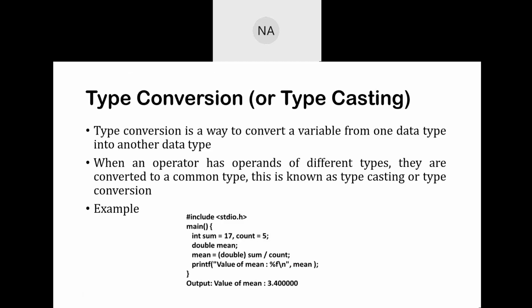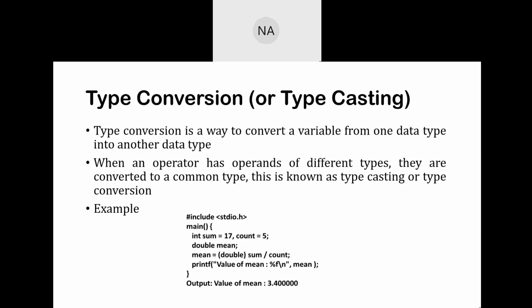So type conversion is a method to convert a variable from one data type into another data type. In an expression, all the operands must be of the same type. If an operator has operands of different types, then those operands must be converted into the same type so that the operator can be executed. This conversion is known as type conversion or type casting.